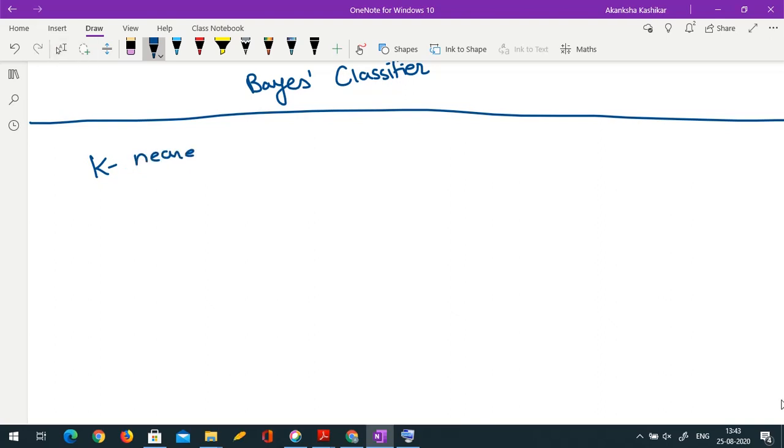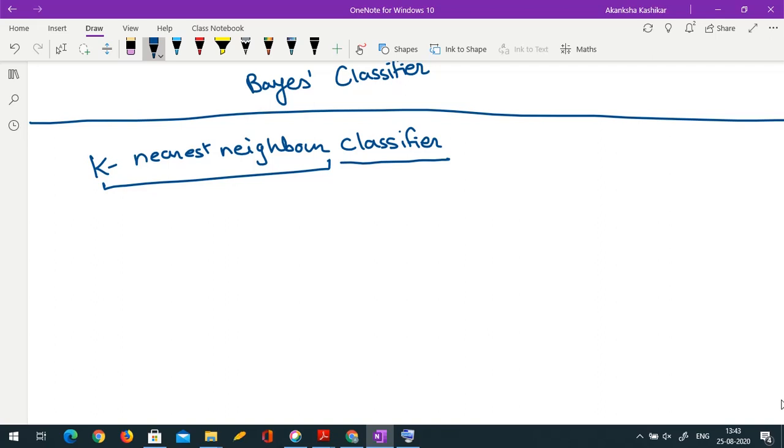K nearest neighbors classification, the k nearest neighbor classifier. This is the first thing that we want to try. As you can see from the name, what are the important keywords here? First of all, we are going to talk about classification. Classification means my response is going to be categorical, and the classification would be done based on k nearest neighbors.